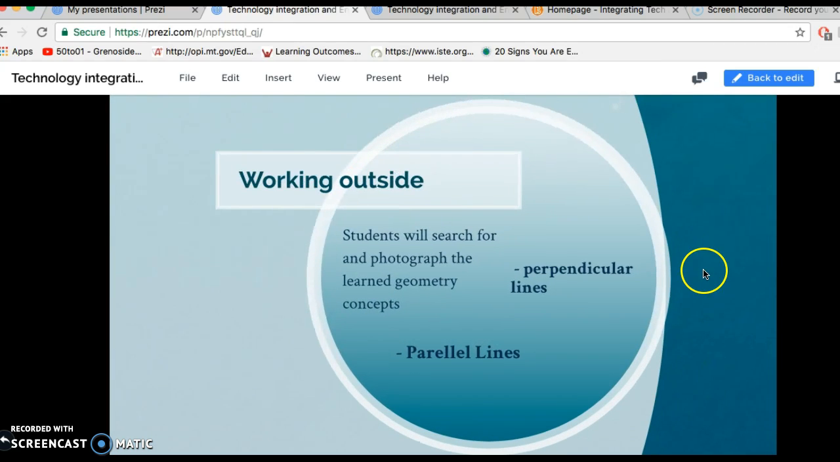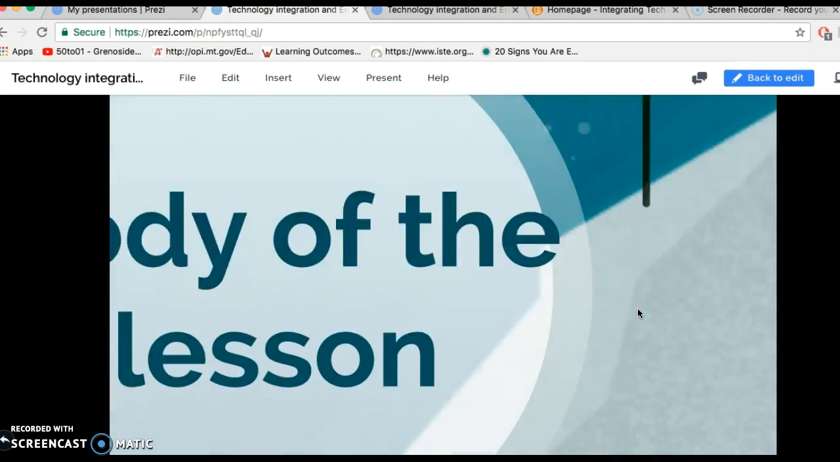Next, I'll bring the students outside and they will be given cameras. These cameras will be used to photograph examples they see of perpendicular and parallel lines out in nature. These can be in buildings, in trees, on the playground, wherever they see them.